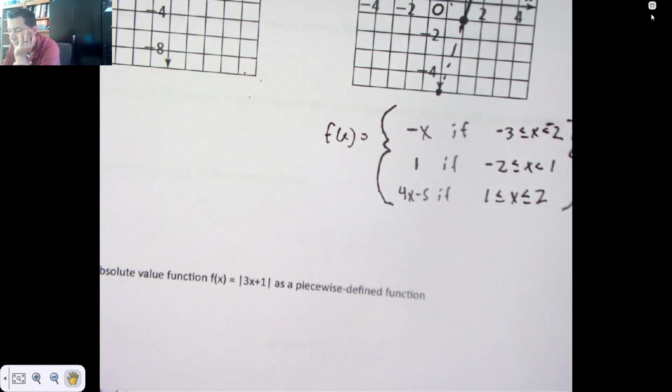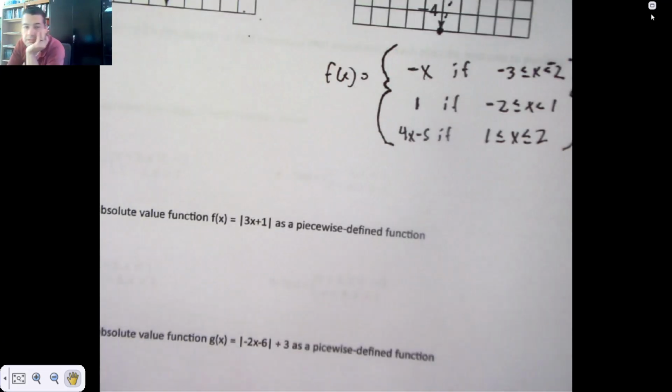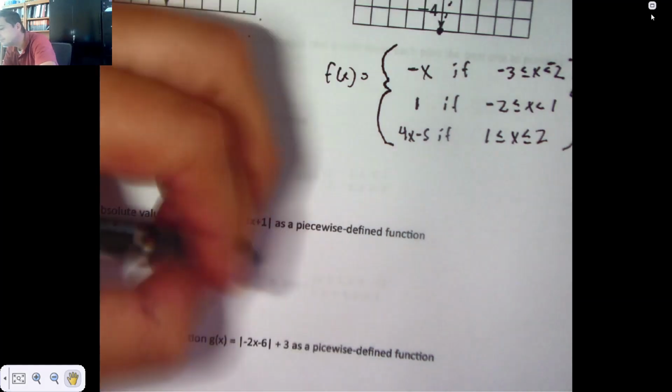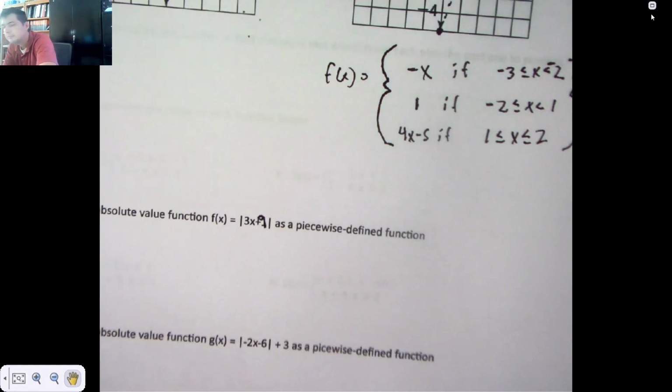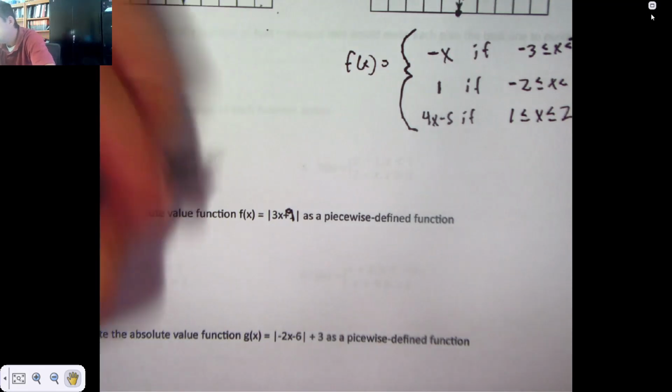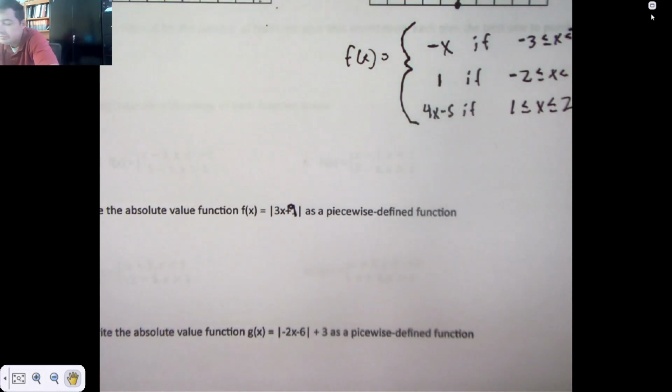Now what do we got on 9? Write the absolute value function f of x equals 3x plus 9 as a piecewise defined function. I don't know if I should teach this with algebra or if I should teach it by graphing. I really don't know. Come to think of it, I do know I need to change that number on the inside. Make it a 9. So that needs to be edited. I think I'll graph it.